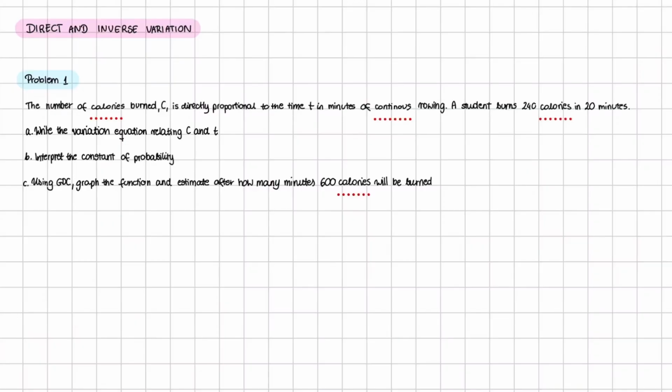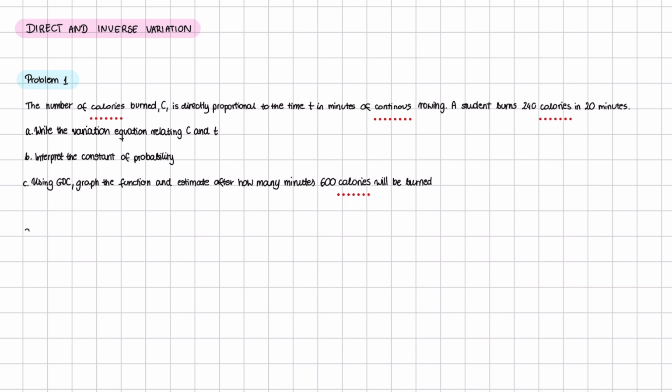Today we are dealing with direct and inverse variation, and let's get started. Problem 1. The number of calories burned C is directly proportional to the time T in minutes of continuous rowing. A student burns 240 calories in 20 minutes, and in A write the variation equation relating C and T.